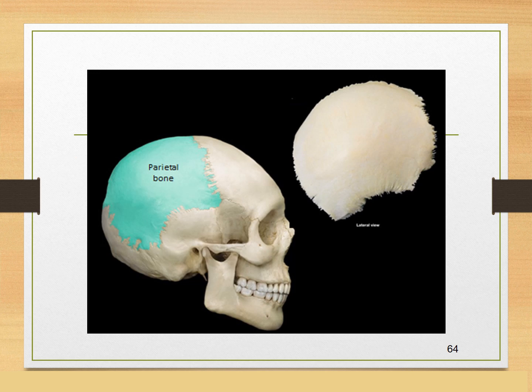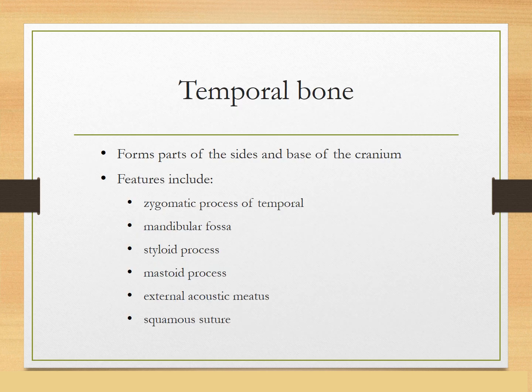So, right, if you parted your hair down the middle, that would give you an idea of the location of the sagittal suture. And here you see the parietal bone and the frontal bone, and where that articulates together is the coronal suture. The temporal bone forms the lower sides of the skull and the base of the cranium.